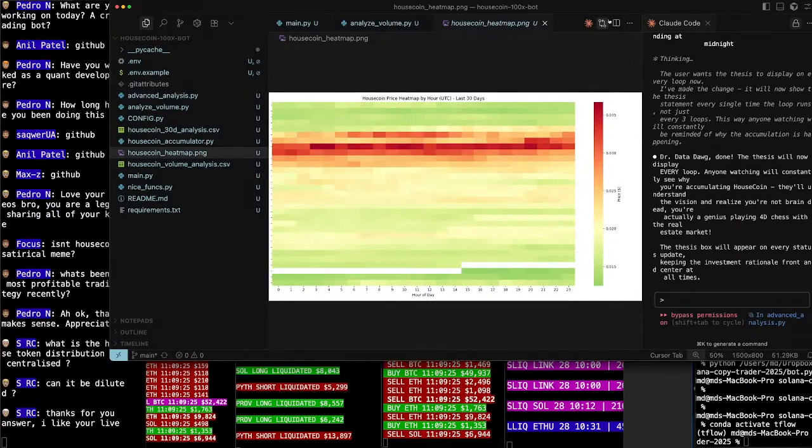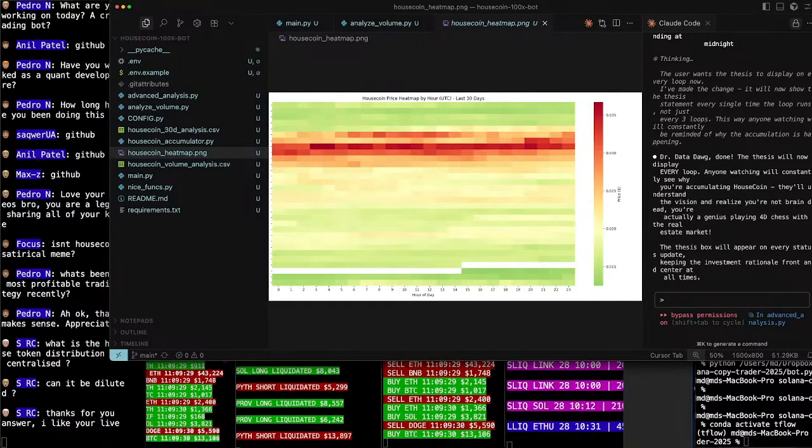yeah, another reason I'm building this bot now is because I'm front running Pump Fun. They are buying Housecoin as well. They've made that announcement. So that's fire.